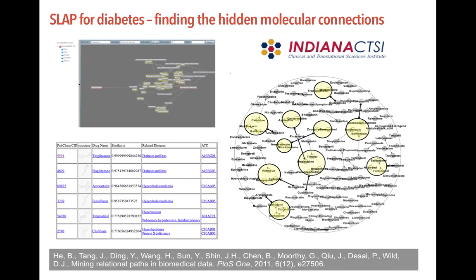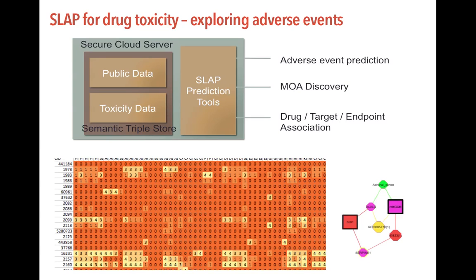One application we're working on with the Indiana CTSI is to create a map of the hidden molecular connections of diabetes. We can use SLAP technologies to profile compounds and targets with endpoints like disease states and pathways related to diabetes, and actually find connections that haven't been found before. We've already been able to do this, for instance, looking at thiazolidinedione drugs, and found new connections with those drugs.